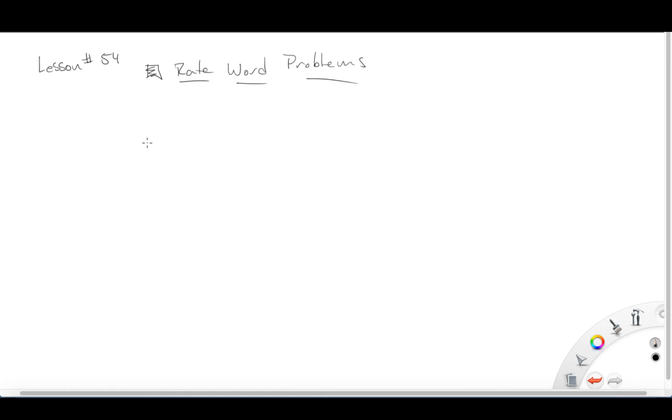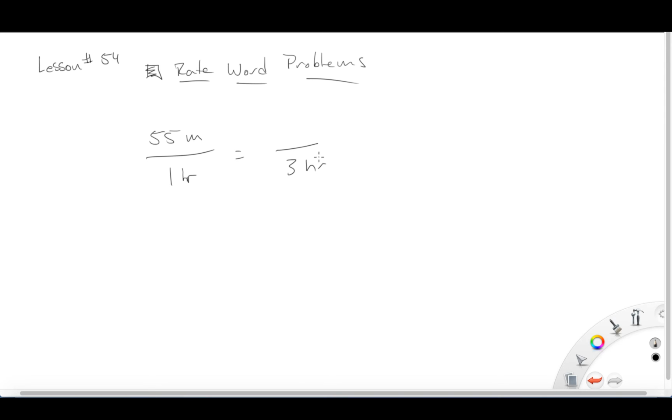Let's look at the first example here, because we're going to use a similar process that we did in lesson 53, where we did equivalent fractions and solved for the unknown. So if you look at number 1, if Mr. Gomez drives his car an average speed of 55 miles per 1 hour, how far will he drive in 3 hours?